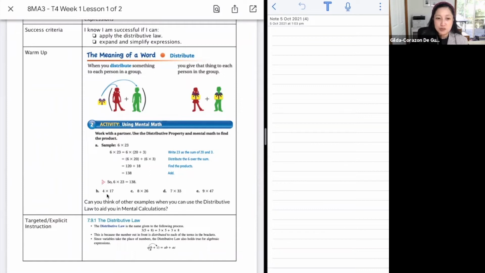So maybe what you want to do would be to trial some of these questions here in the warm-up, before you start the lesson, or start with the questions that I will be giving you today, right? So just like when you have 4 times 17, you do 4 times 10, and then add the result to 4 times 7. Okay, so that's how you do the distributive law.